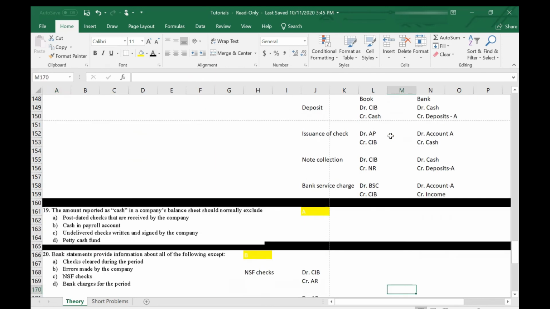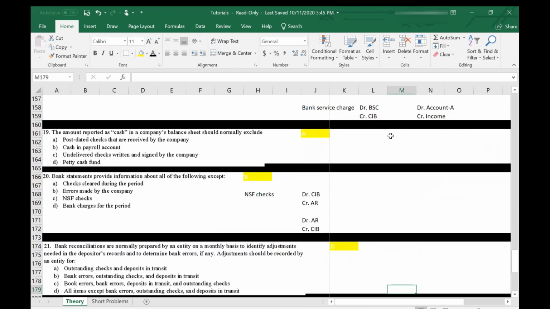I hope that's clear. Number 19, the amount reported as cash in a company's balance sheet should normally exclude letter A, post-dated checks that are received by the company. Is that cash, the post-dated checks that are received by the company? No, which is why for this item, the answer is A.